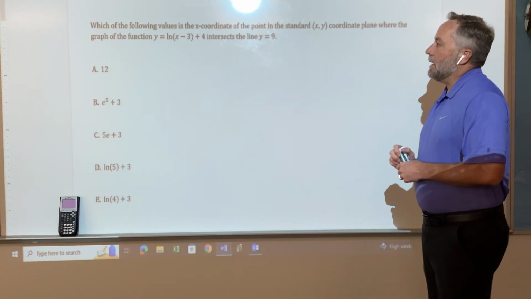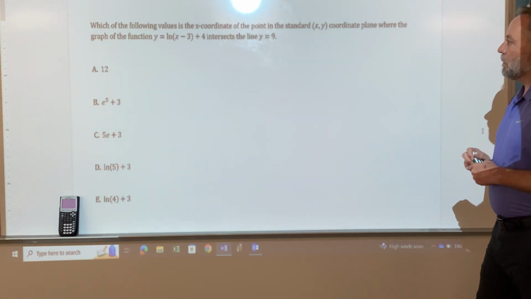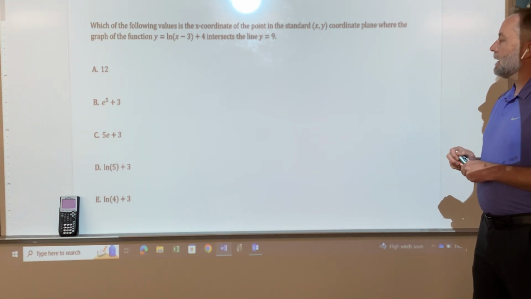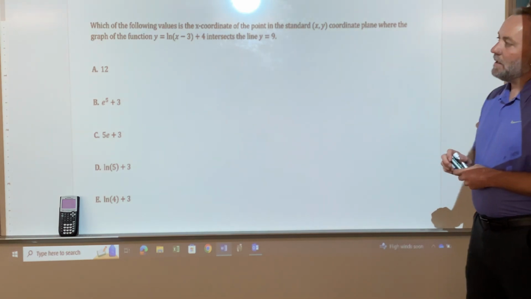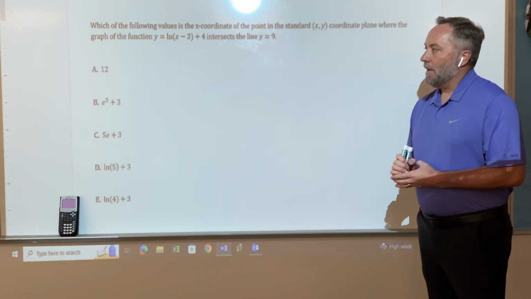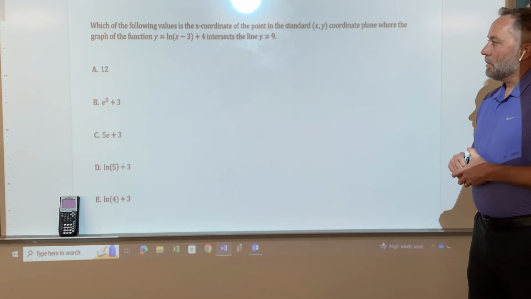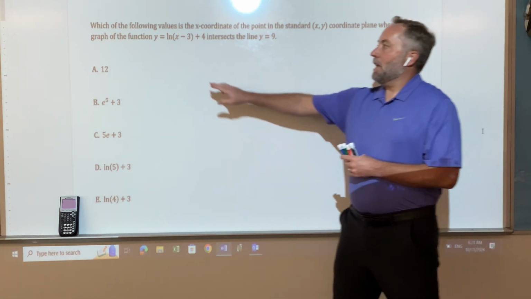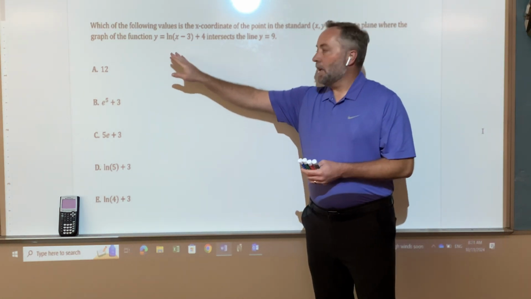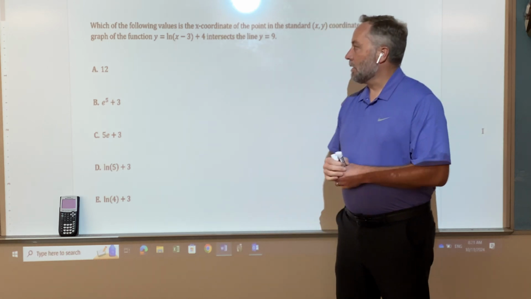Which of the following values is the x-coordinate of the point in the standard xy coordinate plane where the graph of the function y equals natural log of x minus 3 plus 4 intersects the line y equals 9? Sometimes this gets read as ln x minus 3, but ln stands for natural logarithm.